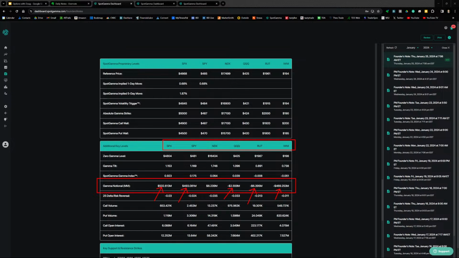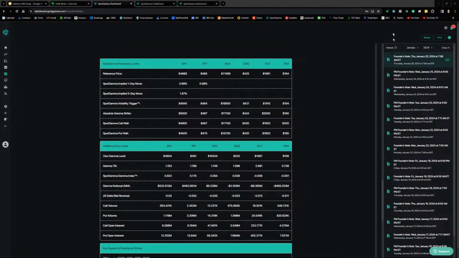Note all these numbers did shift lower from yesterday, I guess actually with the exception of NDX, which is typically not very significant. So it became more negative for the Russell 2000 and shifted lower for SPX, SPY, and QQQ.